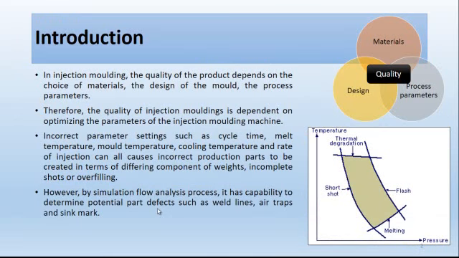We can see on the right side how the quality is very important when these three items combine together for injection molding. Incorrect parameter settings such as cycle time, melt temperature, mold temperature, cooling temperature, and rate of injection can all cause incorrect production parts to be created in terms of differing component weight, incomplete short, and overfilling.